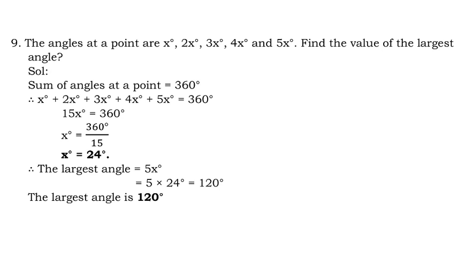X degree is equal to 360 degrees divided by 15. 360 is divisible by 15 24 times. So therefore value of x degree is equal to 24 degrees. So therefore the largest angle is equal to 5x degrees. So therefore 5 into 24 is equal to 120 degrees. So therefore the largest angle is 120 degrees.